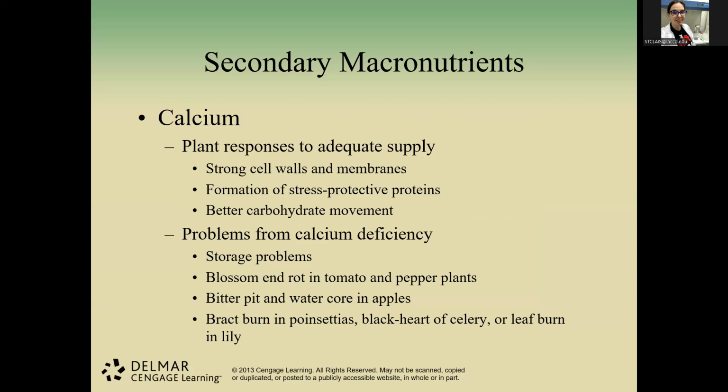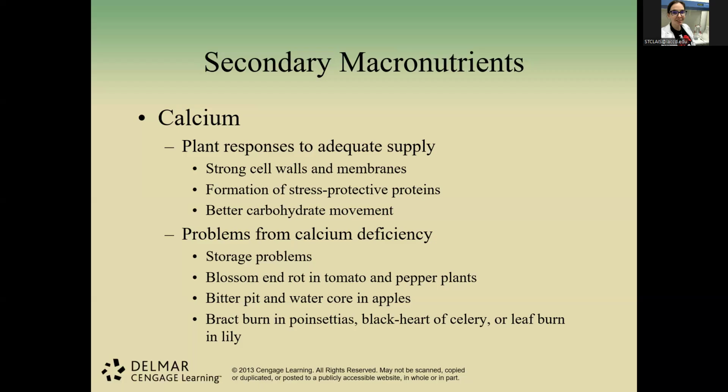Okay, so let's now turn our attention to the secondary nutrients, the secondary macronutrients. They're still needed in a large amount. So if we have adequate calcium, we're going to have strong cell walls and membranes. We'll have stress protective proteins that are formed with calcium, and we'll also have better carbohydrate movement.